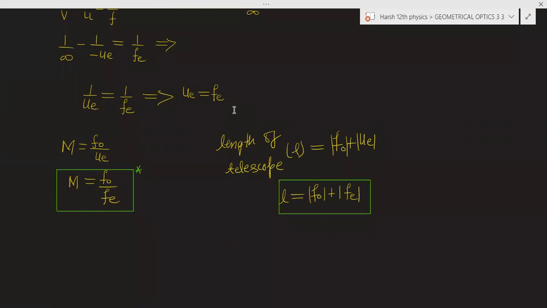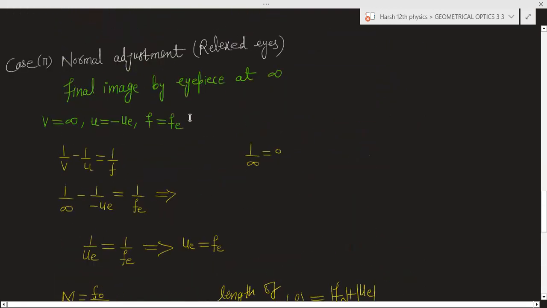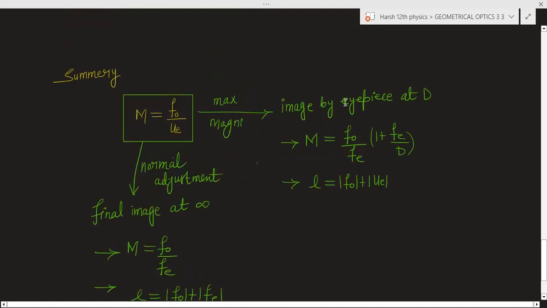Done, sir. Okay, so now we will see the summary. There is no need to write this summary because all the things are already there. In the summary, the magnification of the telescope is the focal length of the objective lens divided by the object distance for the eyepiece lens. If the magnification is maximum, the condition is that the image is formed by the eyepiece at D, and you get m equal to fo by fe times 1 plus fe by d, and the length of the telescope in this case is fo plus ue.